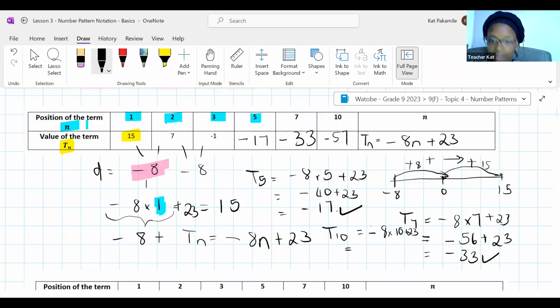Okay, there we go. So negative 8 times 10 would be negative 80 plus 23, and that would be, did you say negative 57 or 67? I hope you said 57, which you did. That's correct. Okay, guys, give me a thumbs up about this concept in the chat.